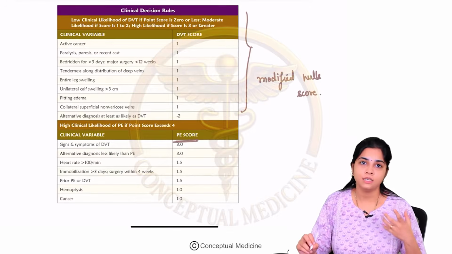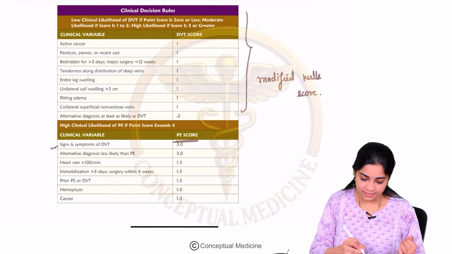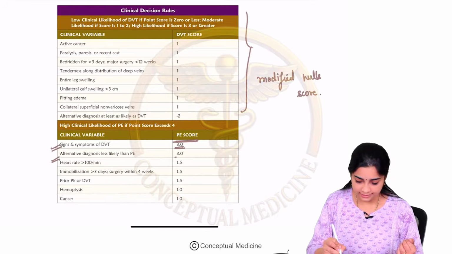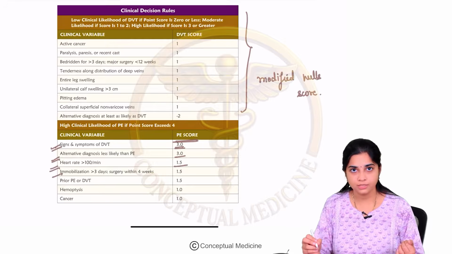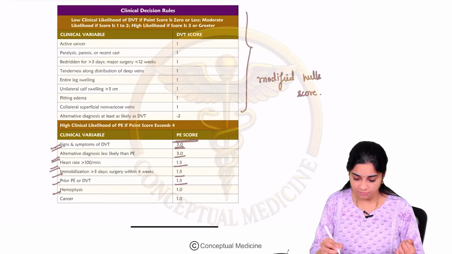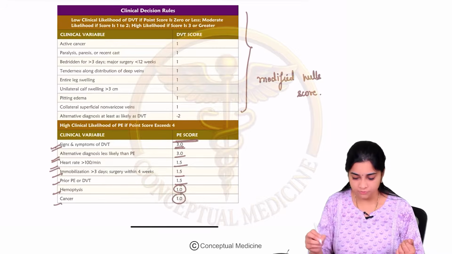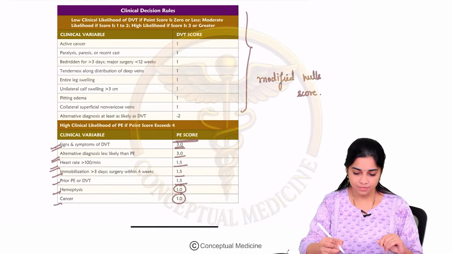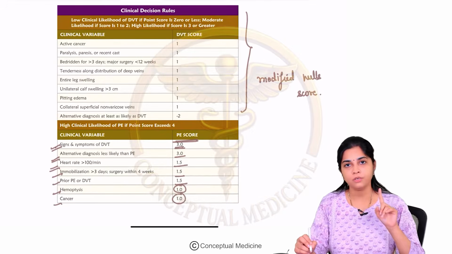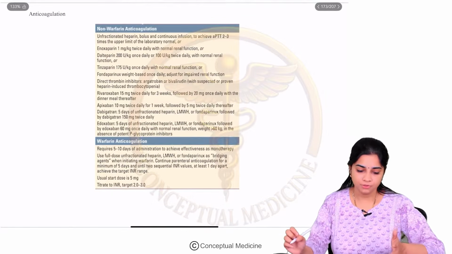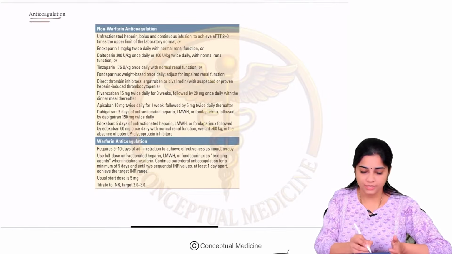So here, what are the clinical criteria that we take? We take signs and symptoms of DVT, which is given a score of 3. Alternative diagnosis less likely, given a score of 3. Heart rate more than 100, 1.5. Immobilization more than 3 days, score of 1.5. Prior history of DVT, score of 1.5. Hemoptysis, score of 1. Cancer, score of 1. Okay, so this score has now been modified, and it has become the modified Wells score where everything is scored 1 itself. Alright, so the cornerstone of management of pulmonary thromboembolism basically involves anticoagulation, right?